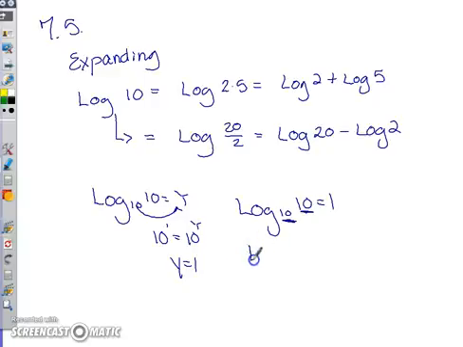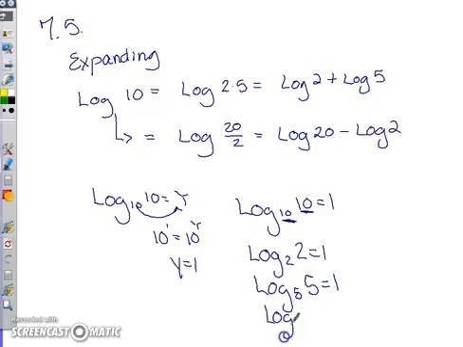So if we had log base 2 of 2, that would equal 1. If you had log base 5 of 5, that would equal 1. Even if you had log base x of x equals 1. When the base and the number are the same, it's always going to equal 1. Just the fact I need you to know.